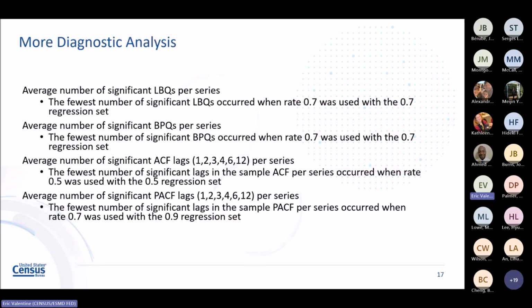The rates that produced the fewest LBQs and BPQs for each regression set were the decay rate that was associated with that regression set. The very fewest number of significant LBQs and BPQs occurred when the rate was 0.7 when using the 0.7 regression set. The fewest number of lags in the sample ACF occurred when the 0.5 regression set was used with the decay rate of 0.5. Also, the fewest number of significant lags in the sample PACF occurred when the 0.9 regression set was used with a decay rate of 0.7.